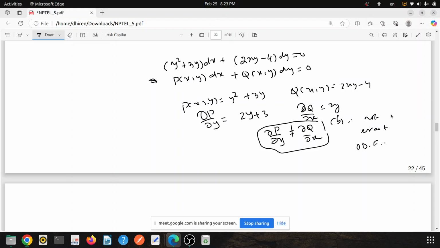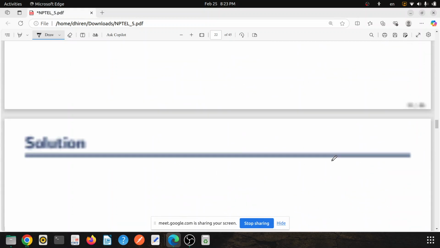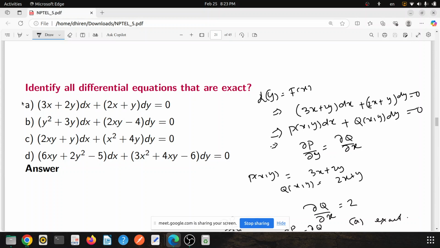So similarly for C also you can check. For C you will not get del P by del y equal to del Q by del x. And for D you will get del P by del y is equal to del Q by del X. So in a similar way you can check, and the options A and D are correct.